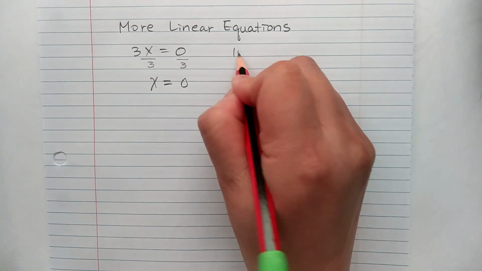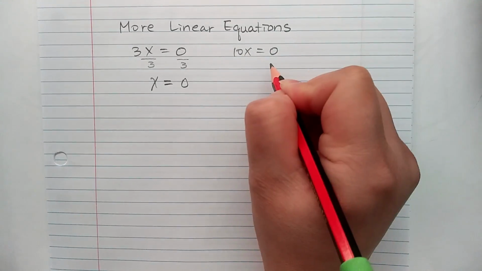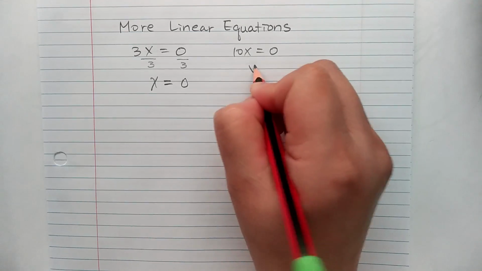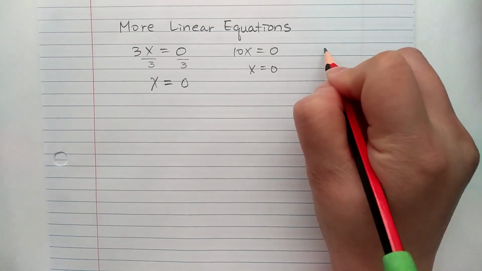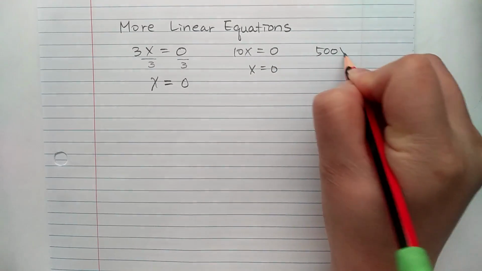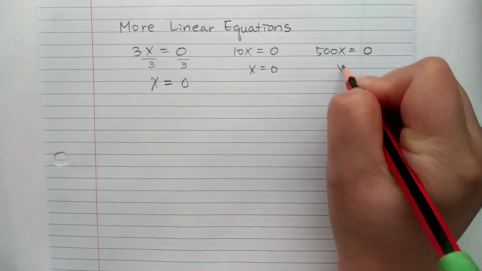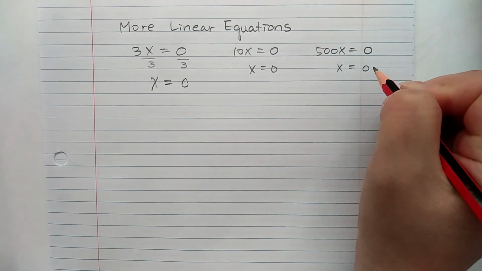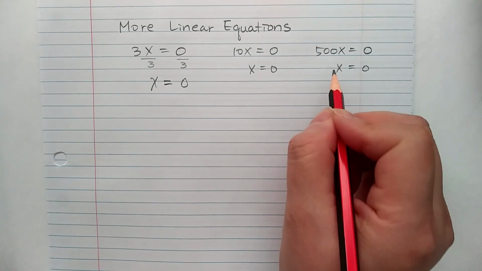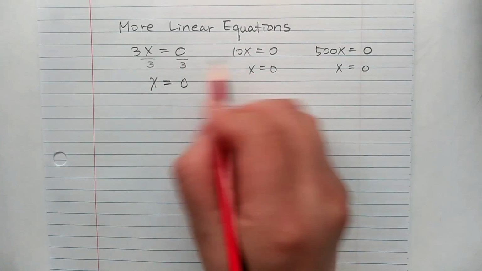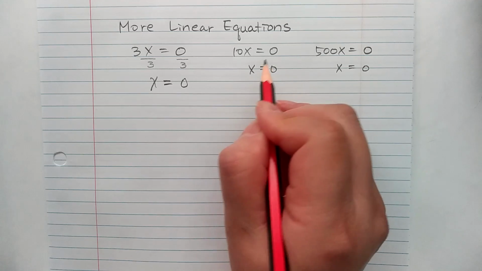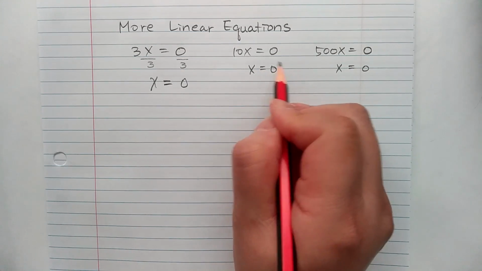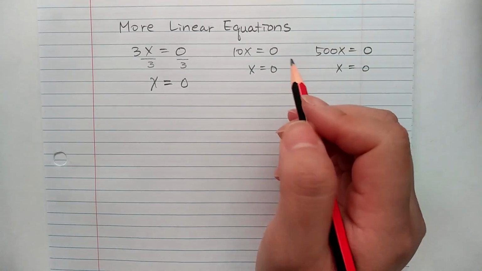How about 10x is equal to 0? X is also equal to 0 in this case. How about 500x is equal to 0? X is equal to 0. So any number is multiplied by some unknown number that makes 0, meaning that unknown number should be 0.